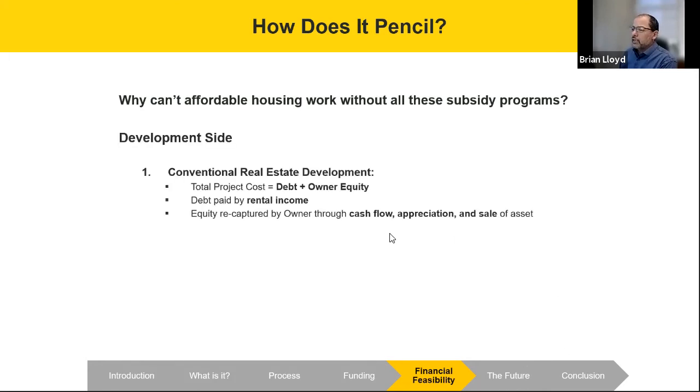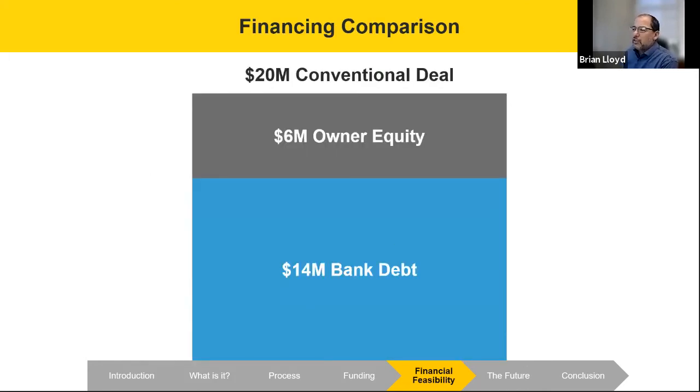On a conventional $20 million real estate deal, you might have about 30% of that deal paid for with owner equity, and the rest, 70% or so, paid with debt of some form or another. I know that's oversimplified, but that's basically the combination.